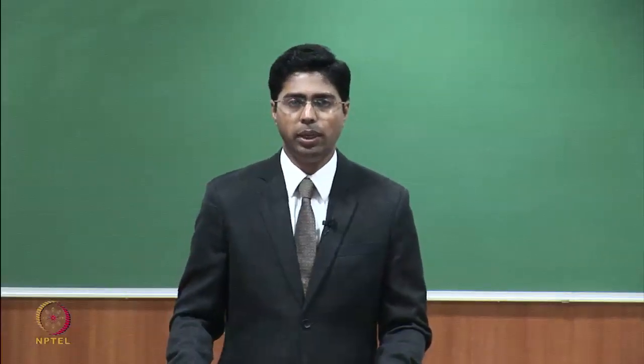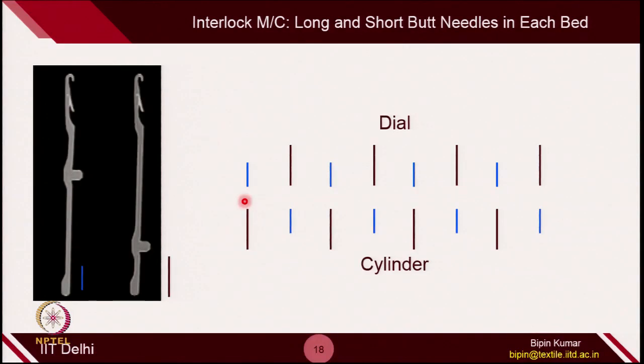The other key point you can understand here is, whenever cylinder long butt is facing, it is having short butt needles from the dial bed. The dial short butt is facing cylinder long butt needles and cylinder short butt needles is facing dial's long butt needles. So, this is how the placement is done in a interlock machine.